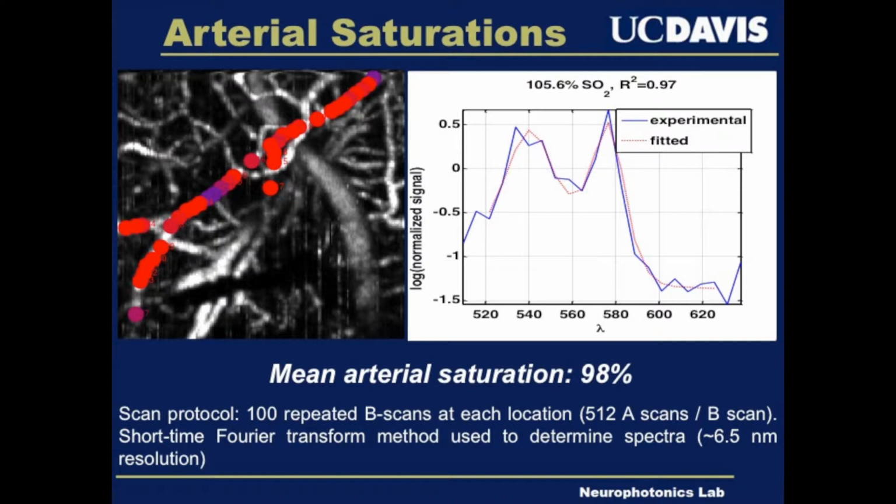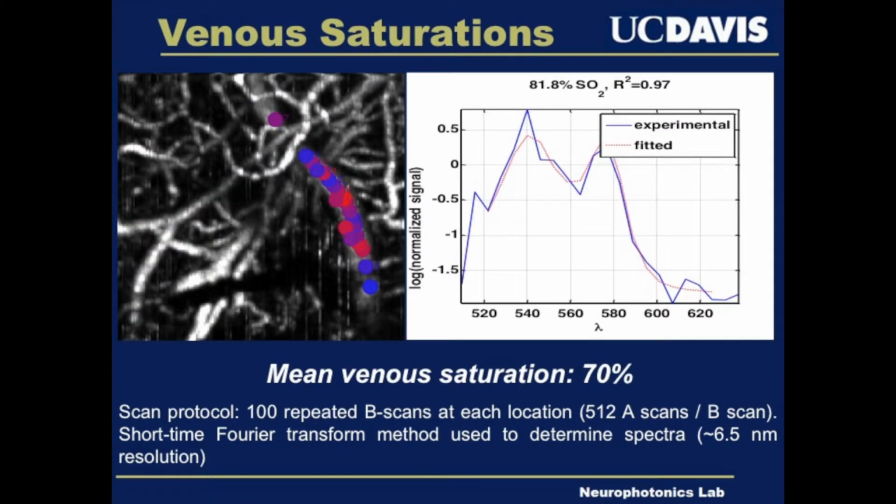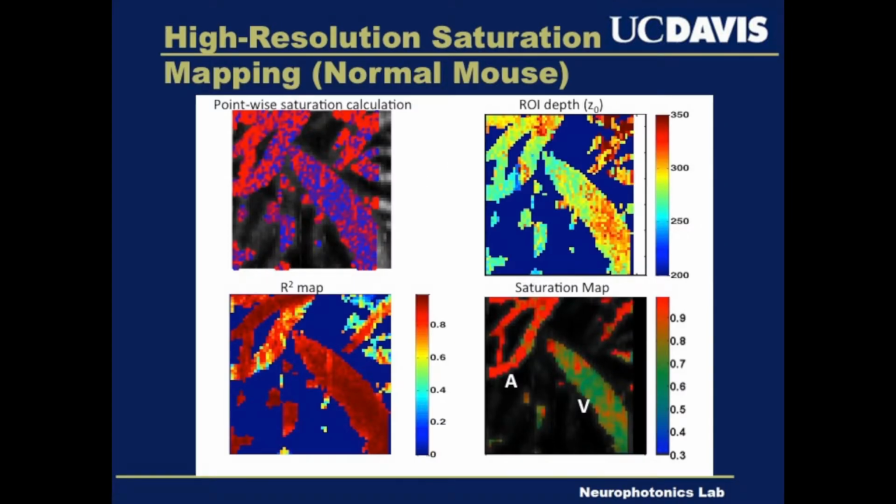So if we go through several different points along this artery, we can find that the mean arterial saturation is 98%, which is, I think, pretty reasonable. And then we can do the same thing for a vein, and we get a much lower oxygen saturation, which makes sense, because the oxygen in the blood should be deposited as it goes through the capillaries and is transported back to the veins.